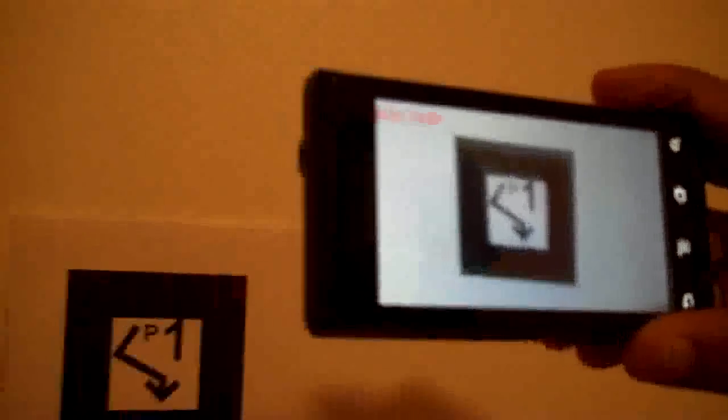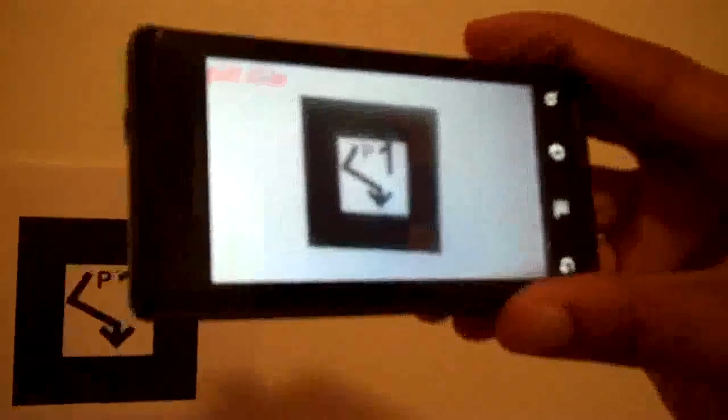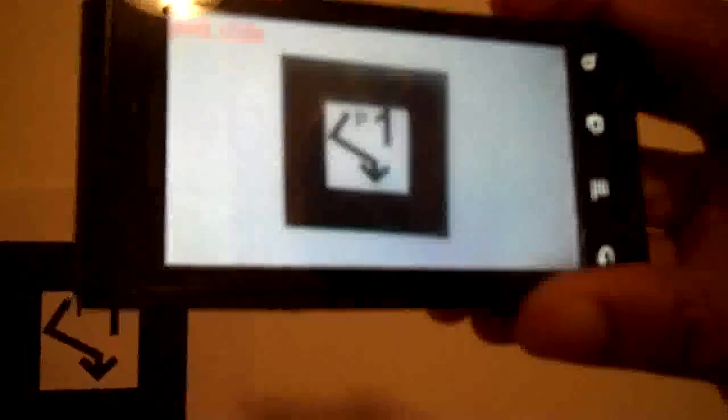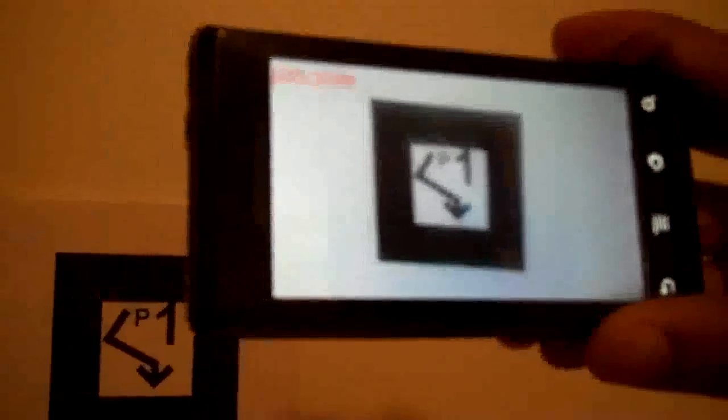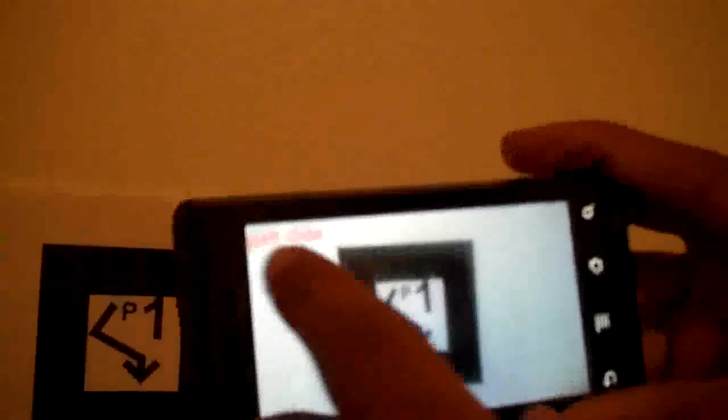Also, by the way, we're not taking a picture here. The reason why there's a delay is because the files have to get uploaded to the server. This isn't taking a picture of the marker or anything like that. You can see the name of the marker up here, pat.slide.